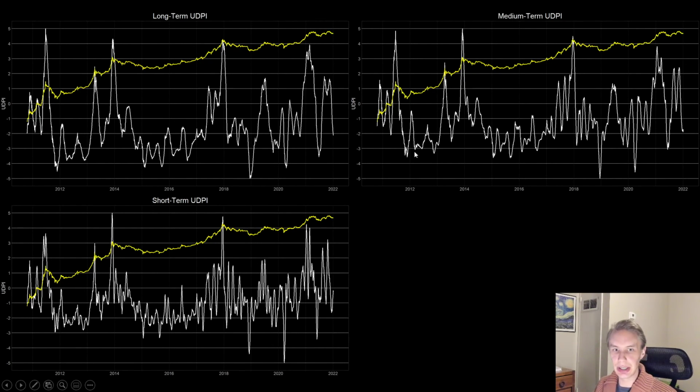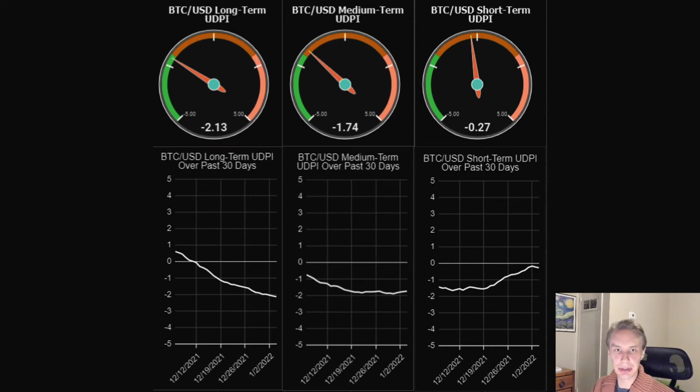And again, when we've seen these levels for Bitcoin in the past, it's tended to occur at nice accumulation zones. So not financial advice, you should make your own opinions, but that's what the long-term UDPI is suggesting right now. Midterm is telling a similar story.